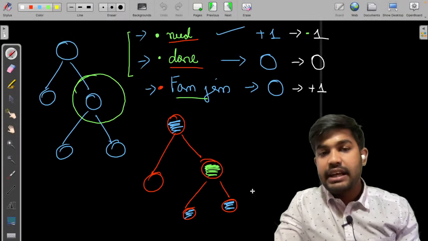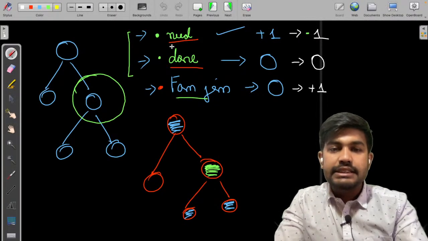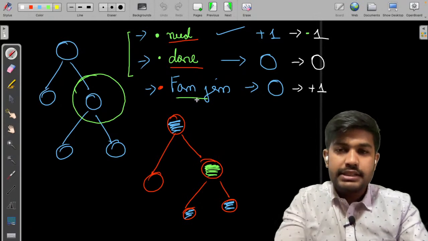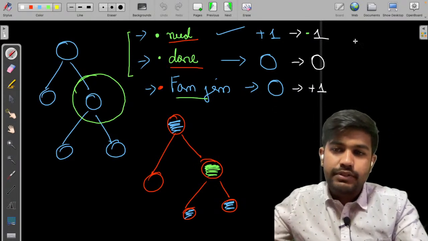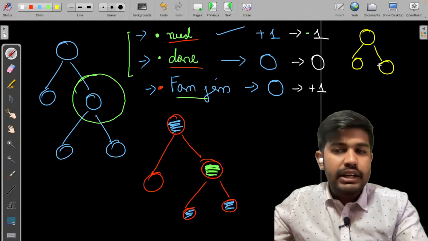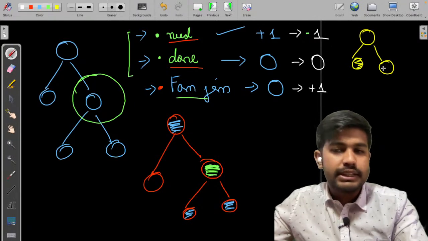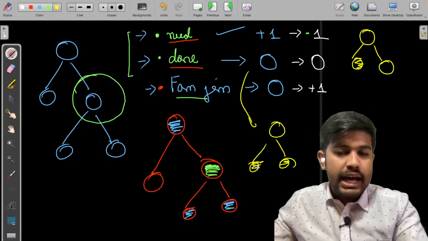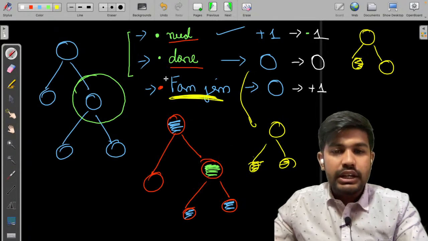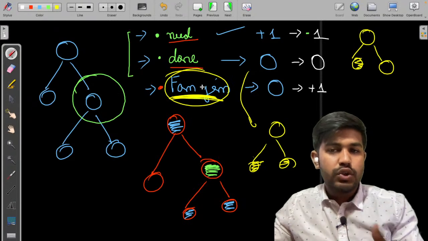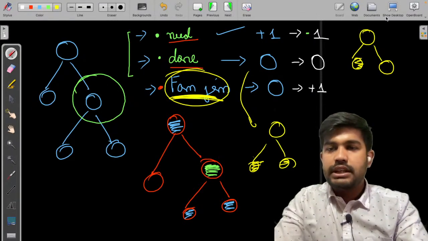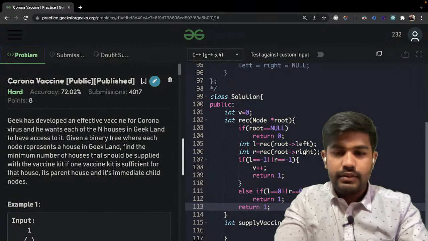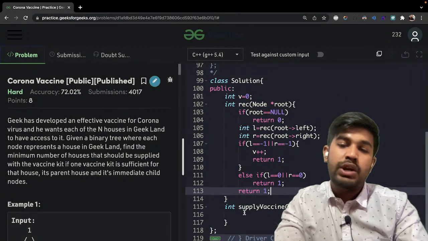Now the next case is that I particularly need the vaccine. Okay, just let me look over this. So the case where both of my children... this is the first case, that any of my children needs a vaccine. Suppose this is vaccinated but this is not vaccinated. Then this is the condition where my children are vaccinated but I am not vaccinated. Then I have the potential to vaccinate it. So basically we can return 1 in this scenario also, that I can vaccinate someone else also.